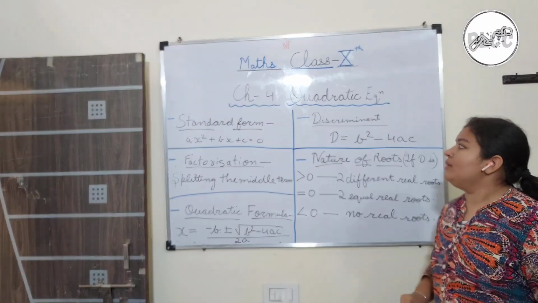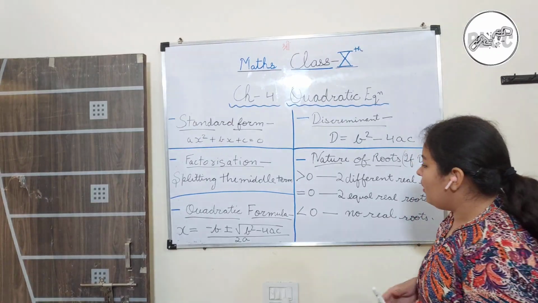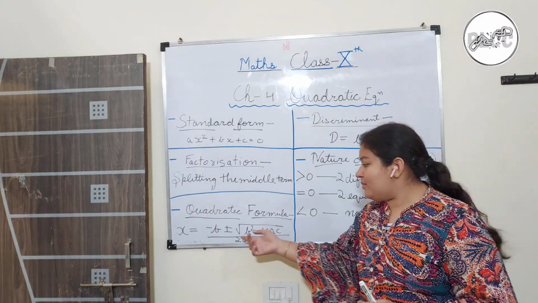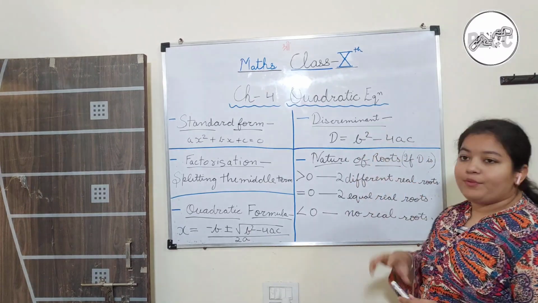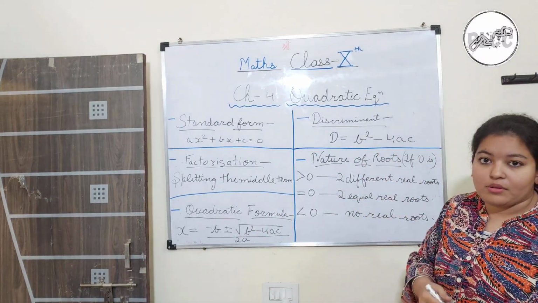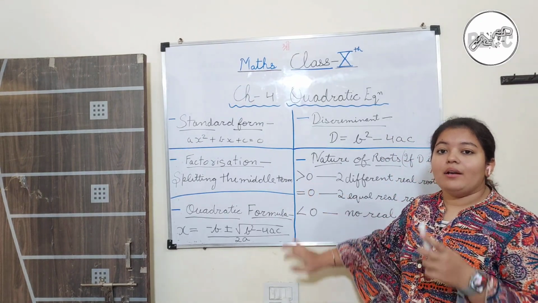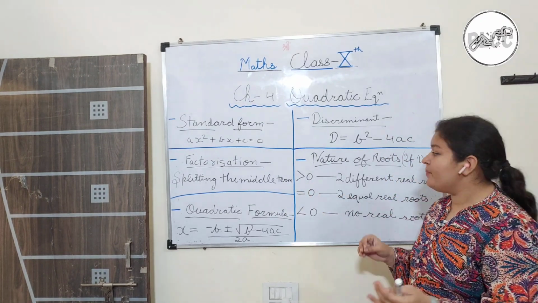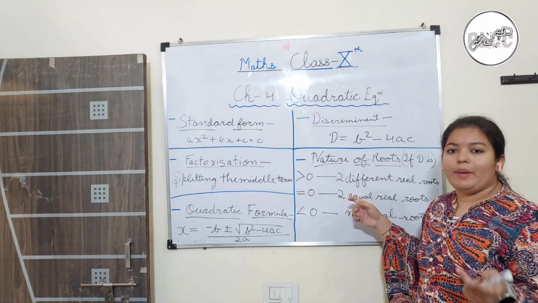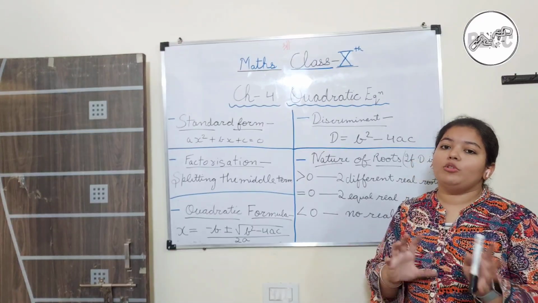Then discriminant. What is the discriminant? The value written under root. This is known as discriminant, b square minus 4ac. Why is it used? The discriminant is used to find the nature of roots. Whenever the discriminant is greater than 0, okay? When the discriminant is greater than 0, then 2 roots will come. We know already 2 different real roots will come. Means the value of both the roots will not be equal.